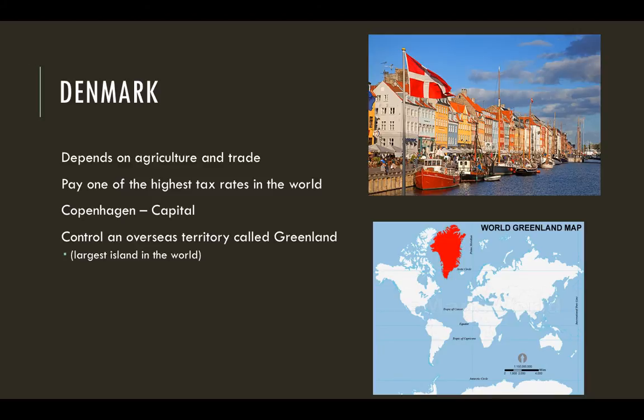And then finally, Denmark used to own many overseas territories. Two of the most famous ones were Iceland and Greenland. They eventually allowed Iceland to gain their independence. However, they still have control of Greenland. So, a fact for you, Greenland is not an independent country. Denmark is in control of that. And Greenland is the largest island in the world.